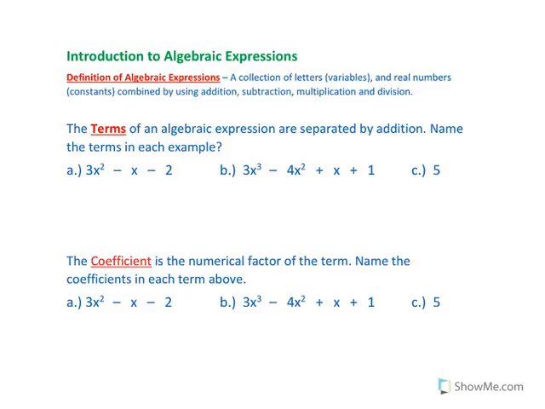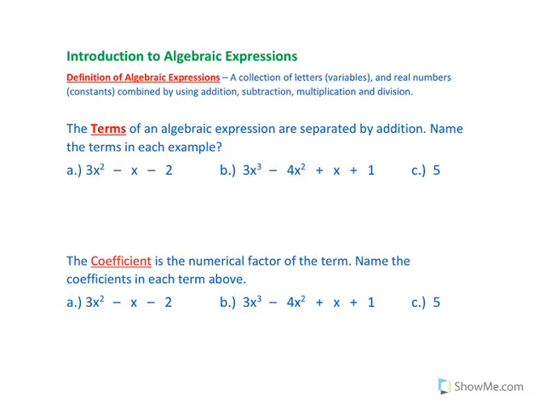An algebraic expression is a collection of letters, or variables, and real numbers, or constants, combined by using addition, subtraction, multiplication, division. In this first example, we have 3x squared minus x minus 2. Well, 3x squared means 3 times x times x. There's multiplication. And we're subtracting x, or we could be adding a negative 2.